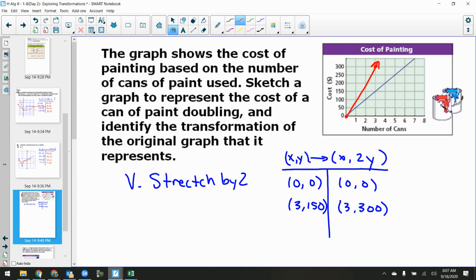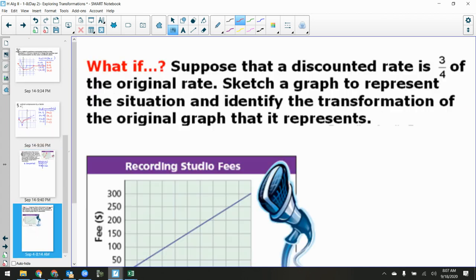Linear functions are weird like that. Once we get past linear, it's very easy to tell the difference between a horizontal and vertical stretch and compression. But linear ones are weird because they're just straight lines. There's not much to it. All right, let's take a look at one more.